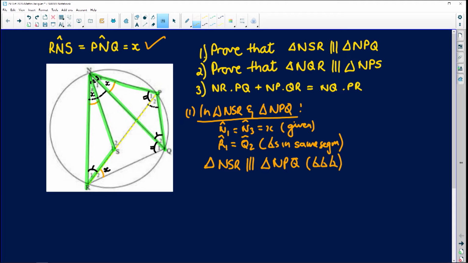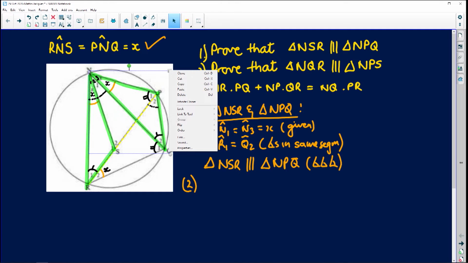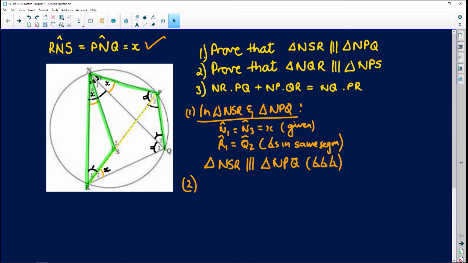Let's look at the second one. The second one says triangle NQR. Now, NQR is the big one. Let me see if I can delete that green part. Yes. Let me actually use my mouse here.